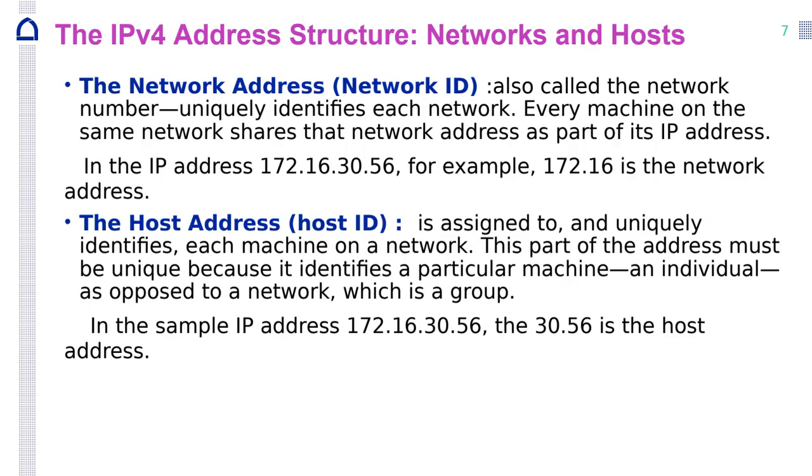The IP address has two parts. One part is for the network, one part for the host. So if I have this address 172.16.30.56, this is a class B. Class B means the first 2 octets are for the network, the last 2 octets are for the host. So what is the network address here? The first left part is network. The network address is 172.16. What is the host address? 30.56. Okay, because this is class B.